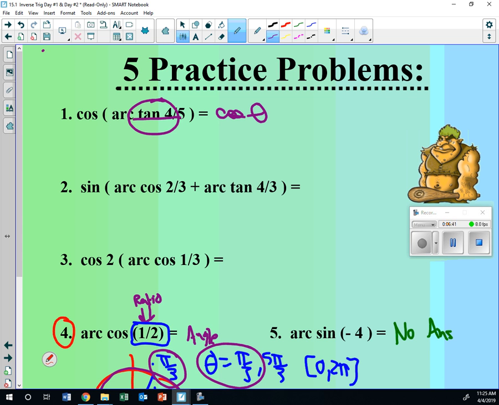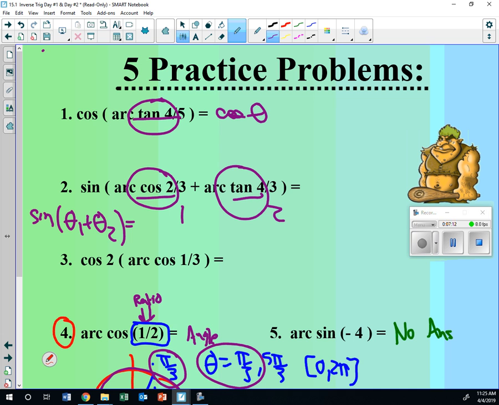Now, take a look at this. This one says the sine of the arc cosine of 2/3 plus arctangent of 4/3. What is arc cosine 2/3 really changing that 2/3 into? An angle, theta 1. What is the arctangent of 4/3 turning it into? An angle, theta 2. This is boiled down to the sine of theta 1 plus theta 2, which is what? SiCo+CoSi. This is the sum and difference formulas we had before.